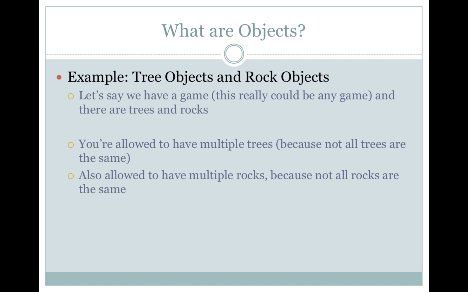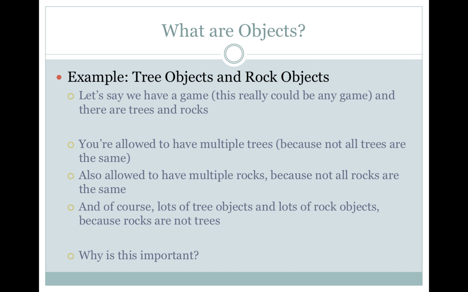Okay, and then you're also allowed to have multiple rocks because not all rocks are the same, right? There are brown rocks, there are big rocks, there are small rocks, there are little pebbles, there are gray rocks, and these are all very different things. They're different objects, but they're two different types, right? There's a tree type and a rock type, and so you can have multiple trees and multiple rocks, and because there are lots of tree objects and lots of rock objects, it's able to work because rocks are not trees. They're two different types of things, and within each type you can have multiple objects.